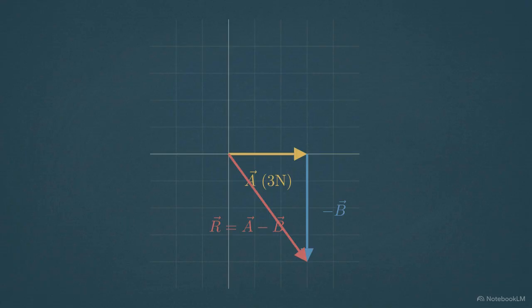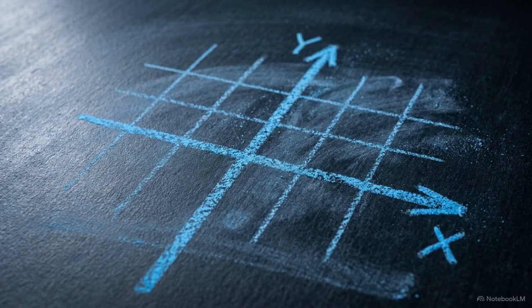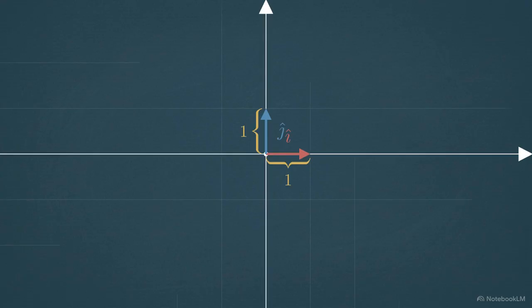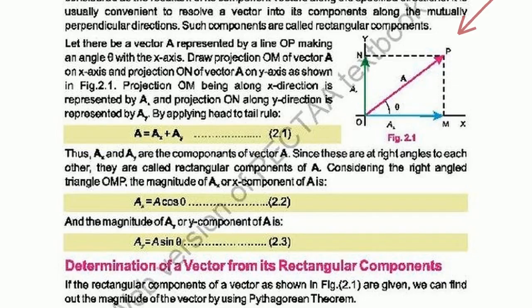These unit vectors, often labeled I and J, have a magnitude of exactly 1. Their only job is to align our calculations with the horizontal and vertical axes. Figure 2.1 shows a diagonal vector A forming a right-angled triangle's hypotenuse. Its horizontal projection, OM, acts as the x component, and the vertical projection, ON, acts as the y component.